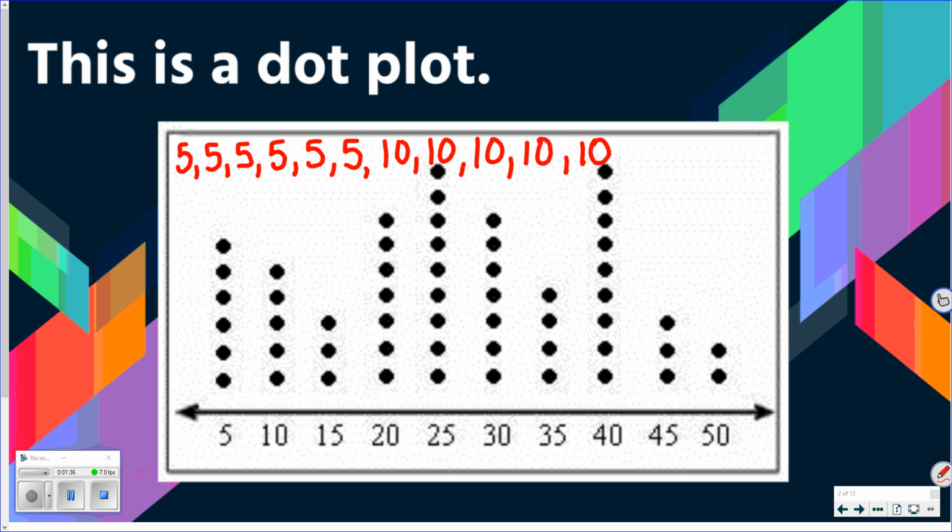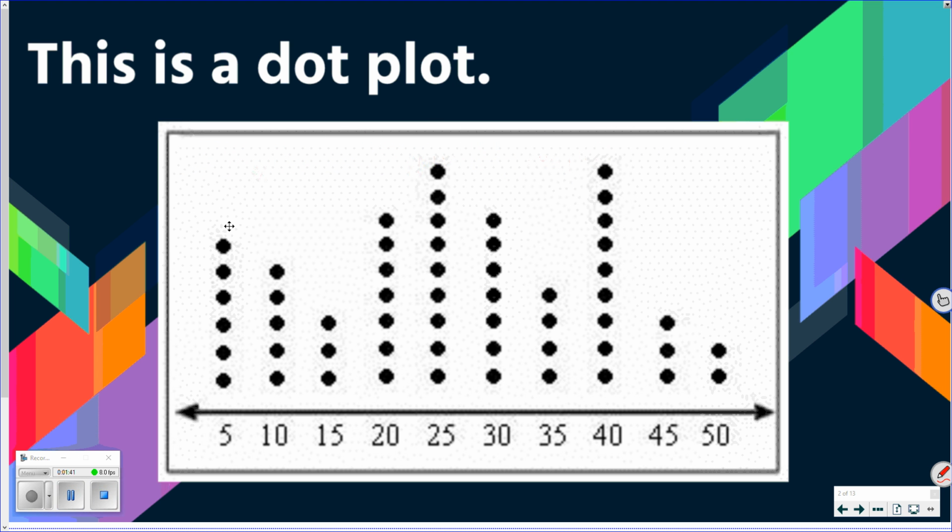Now, usually making a list of your data is not the most effective thing. Instead, we could look at our data and ask and answer questions about it. For example, which number had the most responses? And we could say that 25 and 40 had the most responses because each one had the same amount. In this case, each one had 1, 2, 3, 4, 5, 6, 7, 8, 9 responses, which is more than any other response.